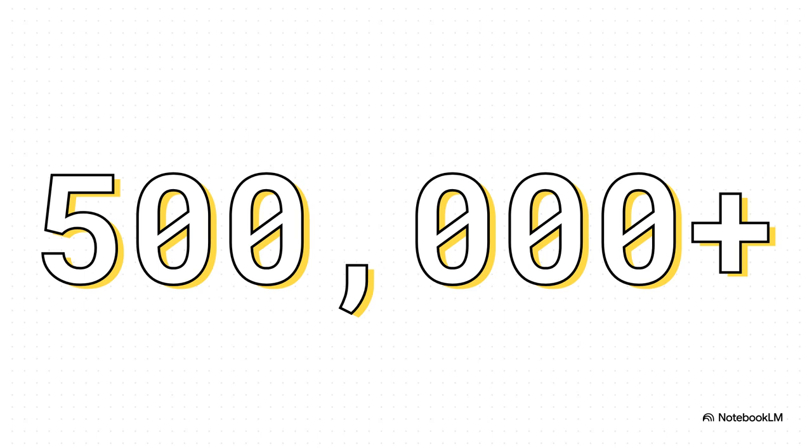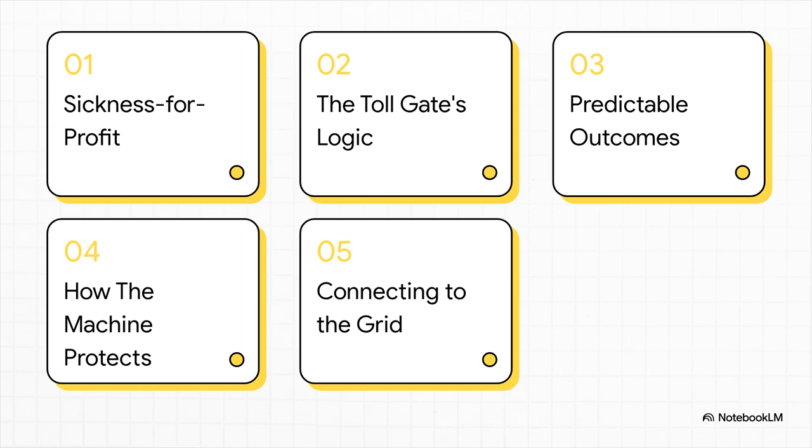And this isn't some abstract statistic. We're talking about more than 500,000 families every single year being pushed into bankruptcy just because someone got sick. That's the human cost. And that's what's going to ground our entire analysis today. So how in the world does a system produce a number like that?